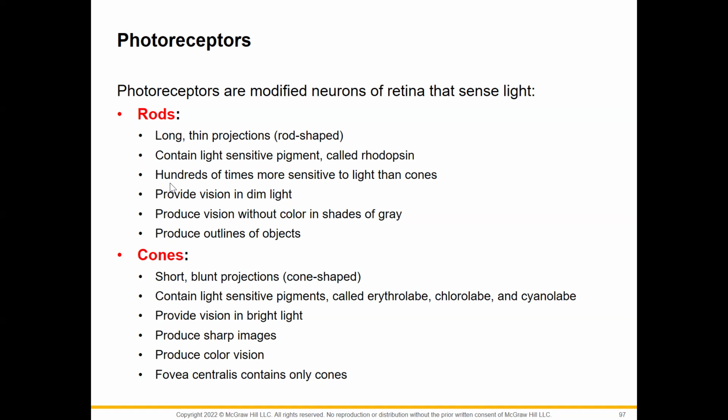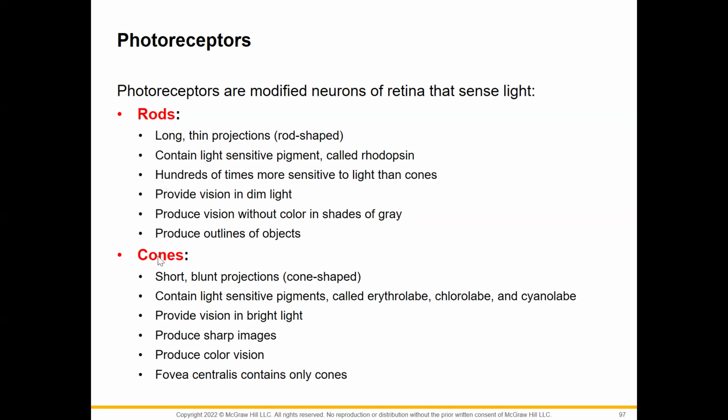This is why when you look in the dark, you can't really see color, but you can see shapes. You can see black and white, shades of gray. It's hundreds of times more sensitive to light than cones because if it's dark, you want the most sensitive photoreceptor to be able to see the little bit of light that is occurring in the dark. So rods are for black and white or dark.